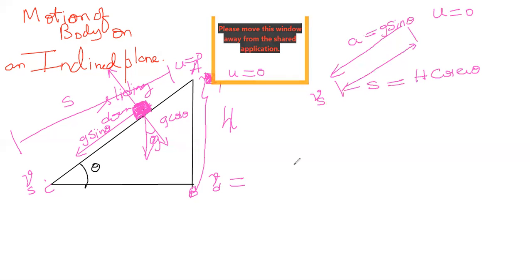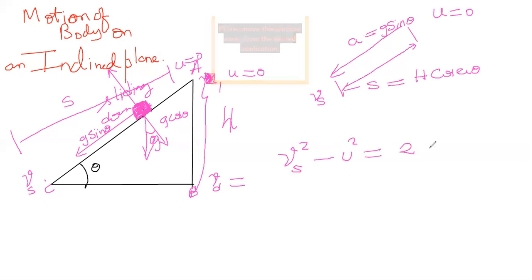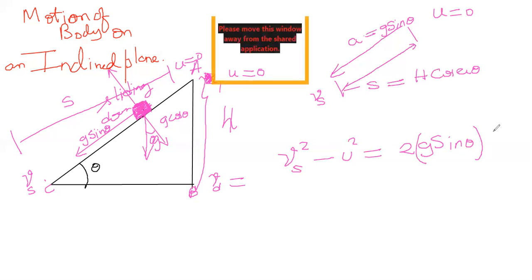V sliding. Again, what do we do? V sliding square minus u square is equal to 2 times the acceleration g sin theta times the sliding length, which is h cosecant theta. What is s? s is h cosecant theta, h by sin theta, no? Just now we did, is it or not? Yes, sir.